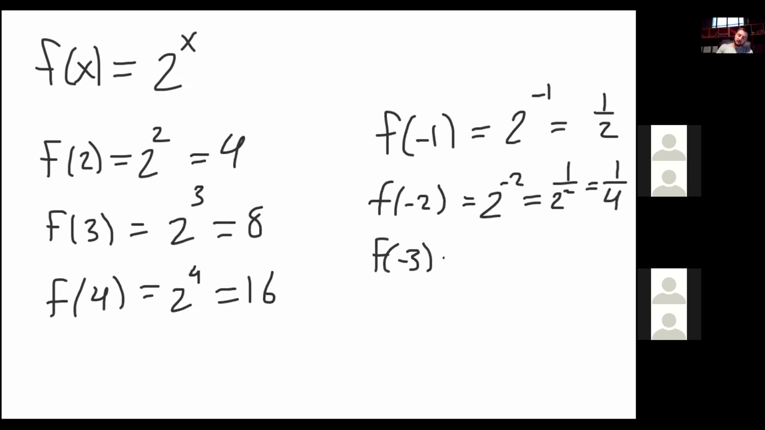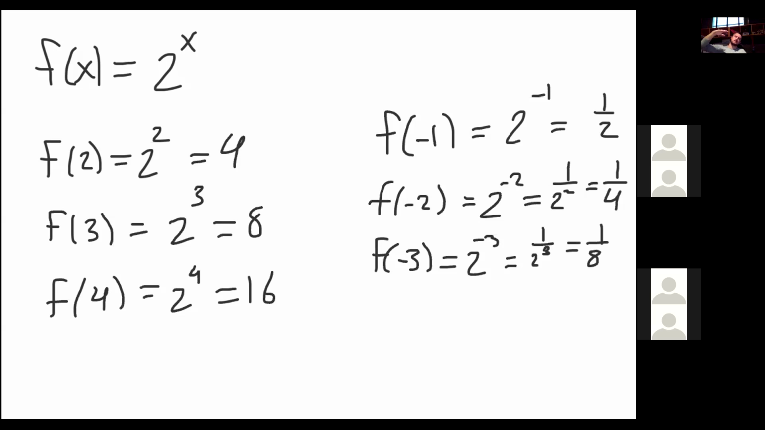f of -3, which would be 2 to the negative cubed, 1/2 cubed, would be 1/8. So we already see just from doing some quick function evaluations that as I go in the negative direction for something like 2 to the x, I end up getting smaller and smaller and smaller. I'm only getting closer to 0, really.